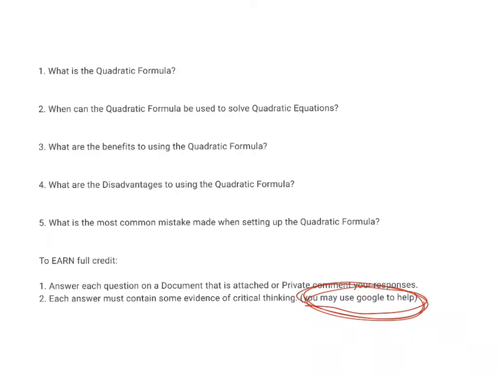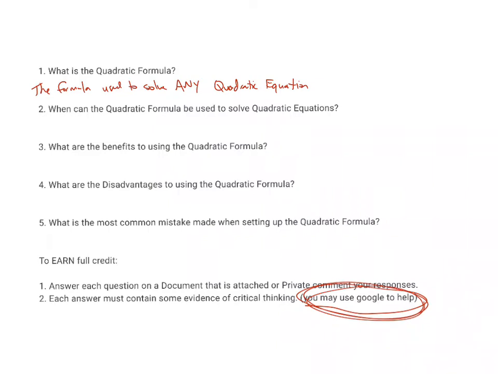So what is the quadratic formula? It is a formula. It is the formula used to solve any quadratic equation. Oh, I spelled equation wrong. Alright. I'm actually going to write it out later.